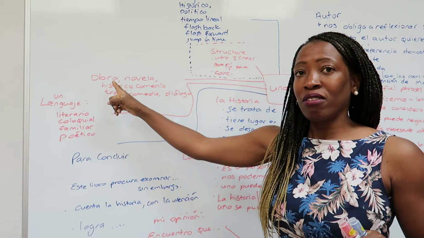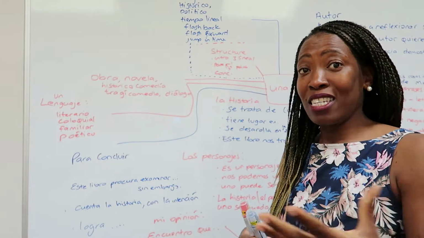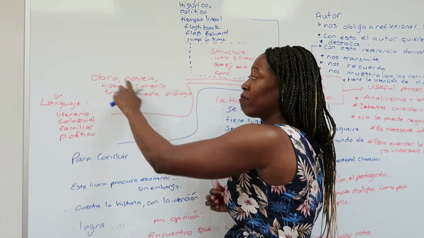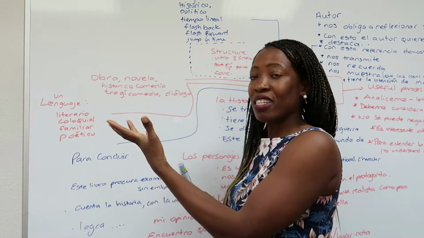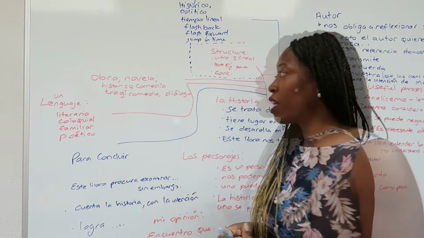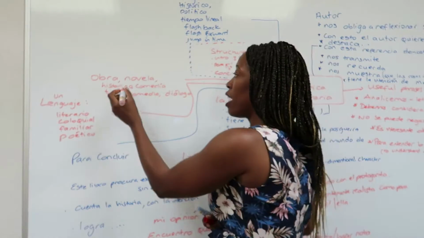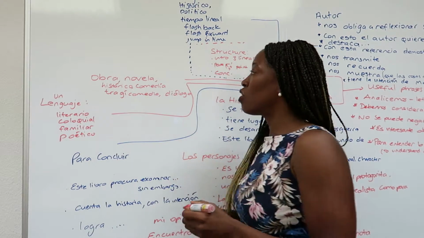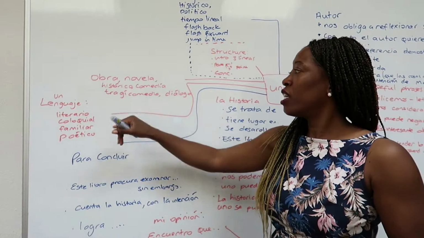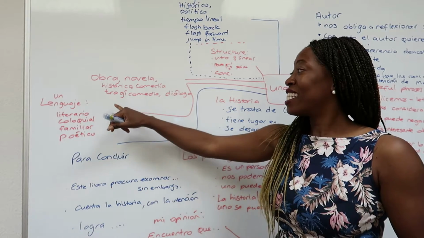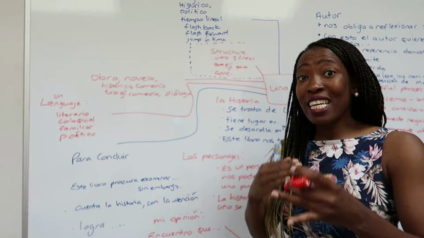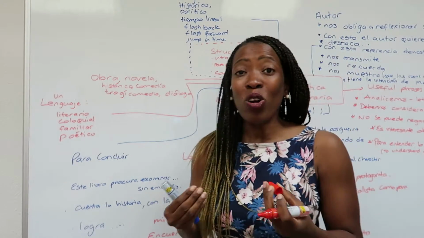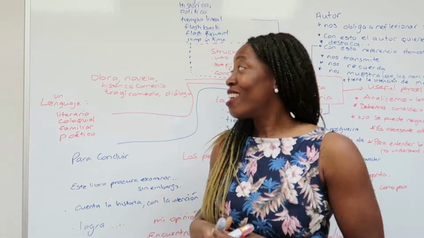Es una obra. Una obra is a play, okay? Es una obra. Es una novela. Is it a novel? Okay. I've gotten the accent here. Okay? So, histórico. Es histórico. Es una comedia. Es tragicomedia. Es un diálogo. ¿Qué es? What is it that you're reviewing?